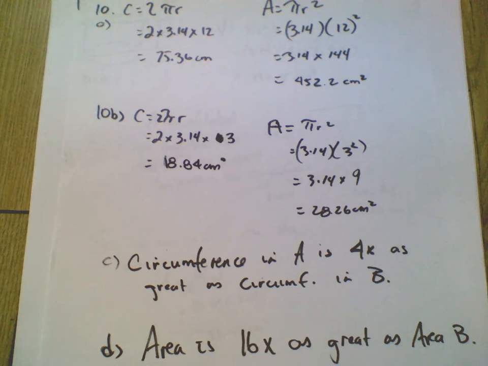A quick Google search would do that, or if you look through your notes, you would find that. Now, the circumference in A is 4 times as great as the circumference in B. So 18 times 4 gives you roughly 75, 76. That's how I calculated that. And then your area is basically 16 times as great. If you wanted to, you could divide those two numbers and you would get something like 16 decimal something.